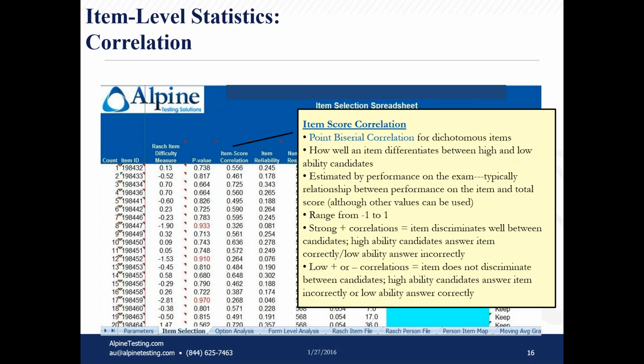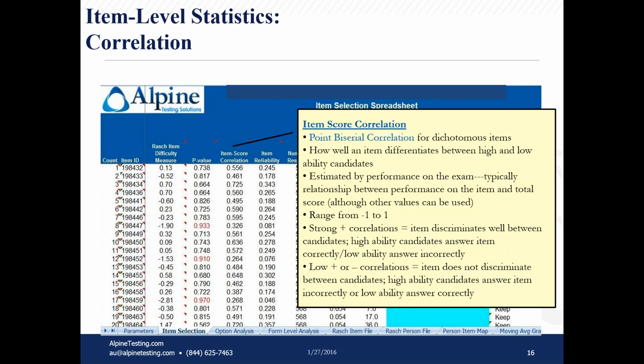Another way that you can think about looking at specific items is through the item score correlation. Now this is not quite as intuitive as looking at the difficulty, but let me see if I can explain it in a way that's fairly clear. What we're doing when we're looking at the item score correlation is we're checking to see if people who got a given item correct are more likely to perform well on the test.